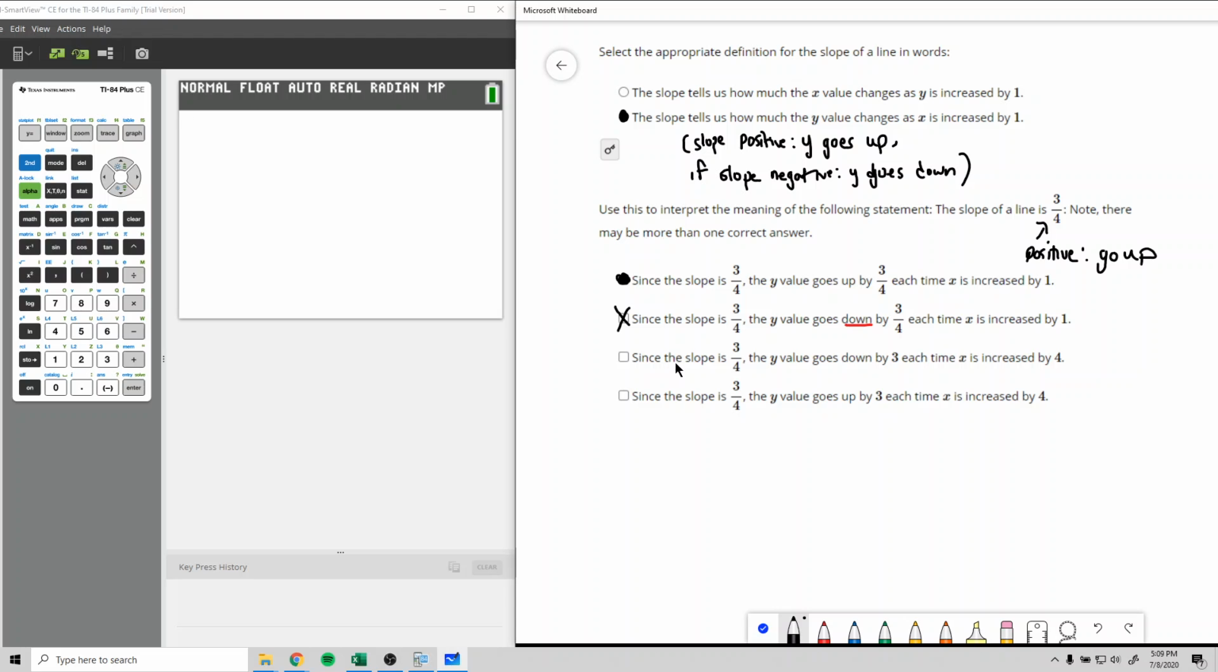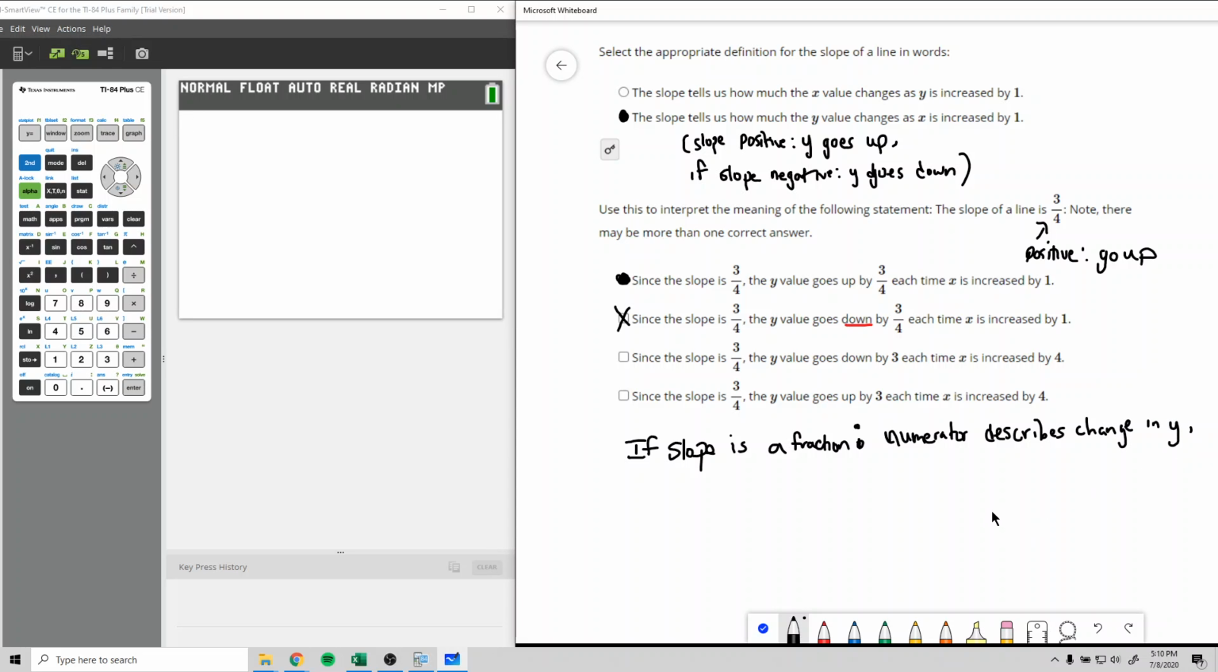The next one says, since the slope is 3/4, the y value goes down by 3 each time x is increased by 4. Right. So another way to think about slope, this is also helpful, especially when the slope is a fraction. If slope is a fraction, then another way, this is equivalent to the first part. The numerator describes the change in y. We also call that the rise.